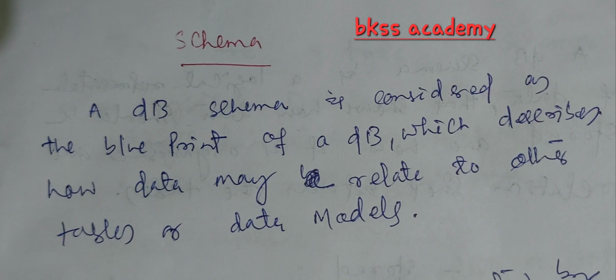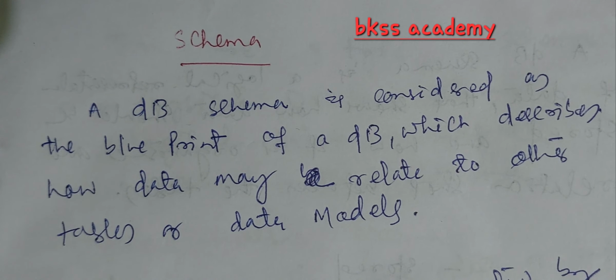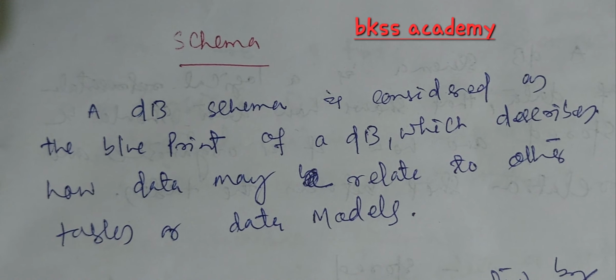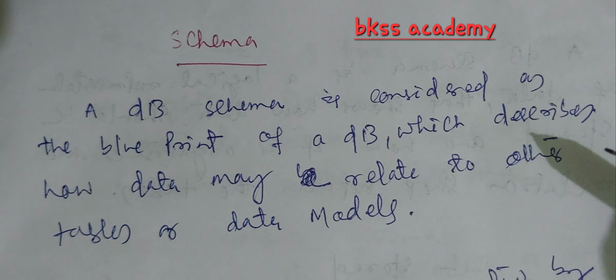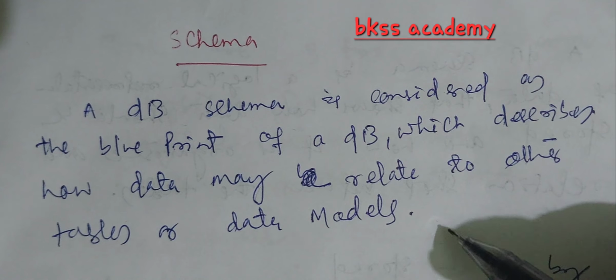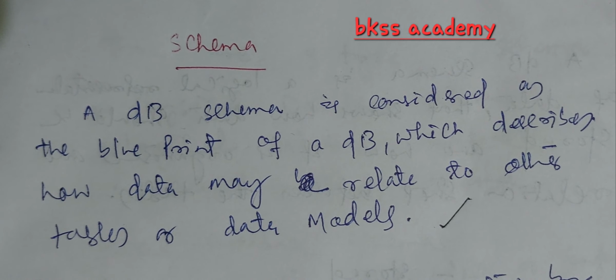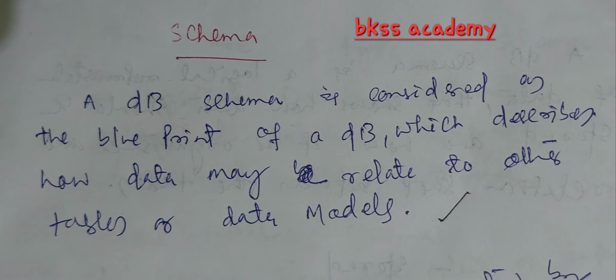My dear students, now we will discuss database schema, which is very important for your different kinds of examinations. A database schema is considered as a blueprint of the database. It is like a blueprint of the database, which describes how data may relate to other tables or other data models. This is the definition. It describes how it is related to other things.